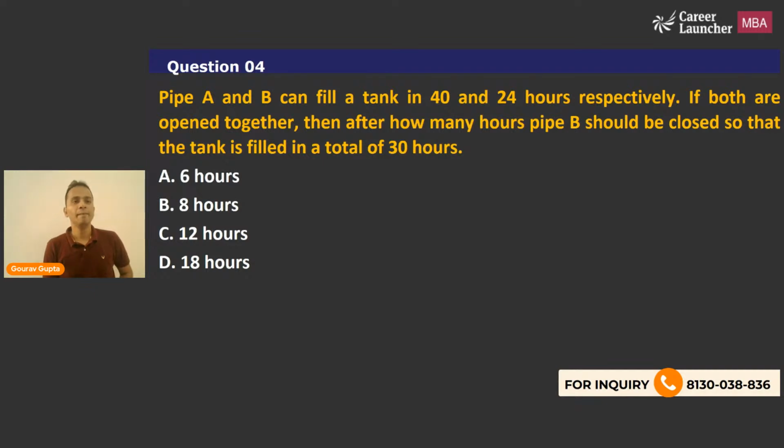Question number 4. Pipe A and B can fill a tank in 40 and 24 hours respectively. If both are open together, then after how many hours B should be closed so that the tank is filled in a total of 30 hours.